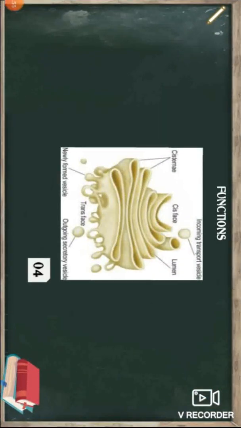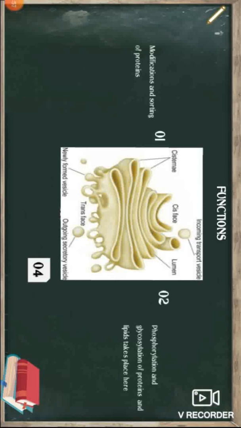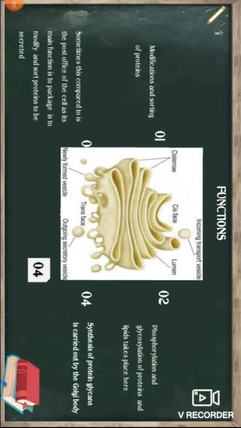So, moving towards the functions of the Golgi apparatus, the main functions of Golgi are modifying and sorting of the proteins, and so sometimes it is also compared to the post office of the cell. These modifications include phosphorylation and glycosylation of proteins and lipids both. Phosphorylation is the adding of phosphate molecules to the lipids and the protein molecules. Sometimes synthesis of protein glycans is also carried out by the Golgi.